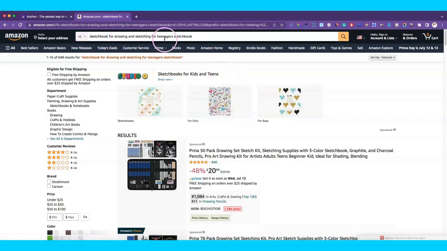And this wouldn't necessarily be the title of the book, because you want the title to still be a real title that's attractive, that flows, that makes sense. But you can use these words in your tags as keywords. So Sketchbook for drawing and sketching for teenagers. You might want to give the title something with the keywords sketchbook, drawing, and teenagers in it. And then just make sure you have a variety of these keywords and synonyms in your keywords. Okay, so that's one.